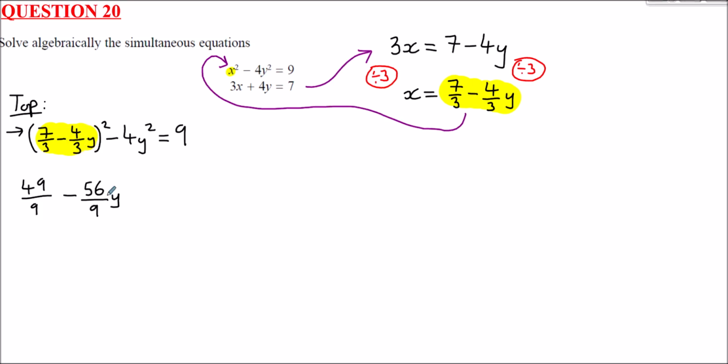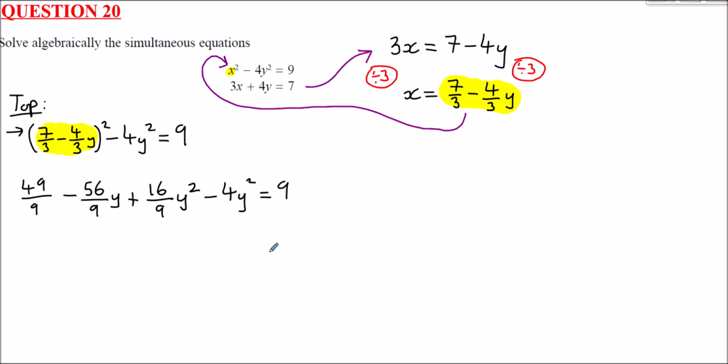Finally, the last term squared, 4/3 y multiplied by 4/3 y. So we square the number. 4/3 squared is 4 squared, which is 16, over 3 squared, which is 9. And then we do y squared, which we just write down as y squared. Then of course minus 4y squared, that equals 9.